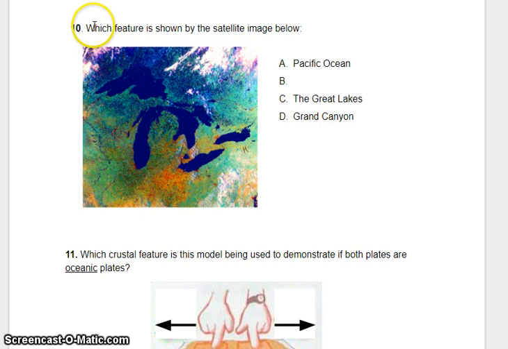Number 10. Which feature is shown by the satellite image below? We have these blue things right here. What is this? Is it A, the Pacific Ocean, C, Great Lakes, D, Grand Canyon?